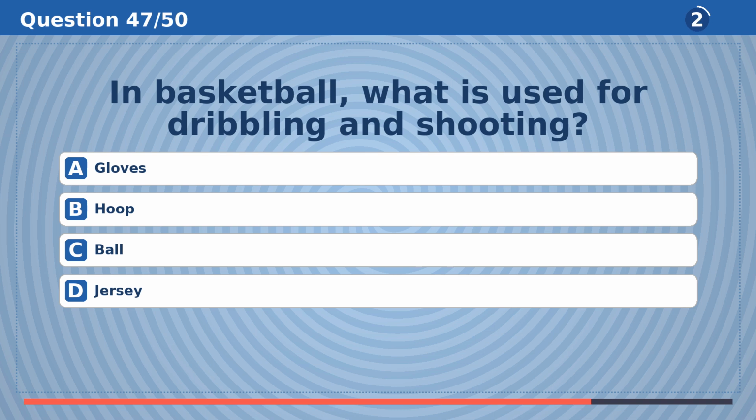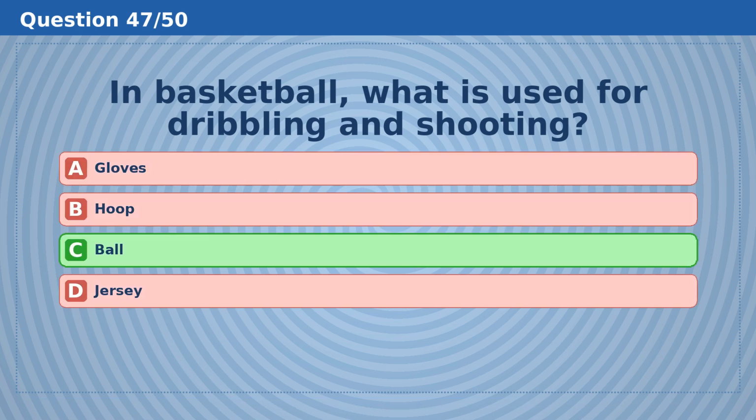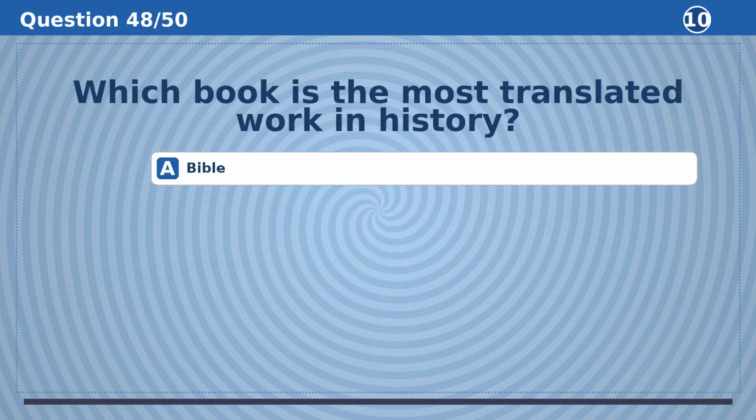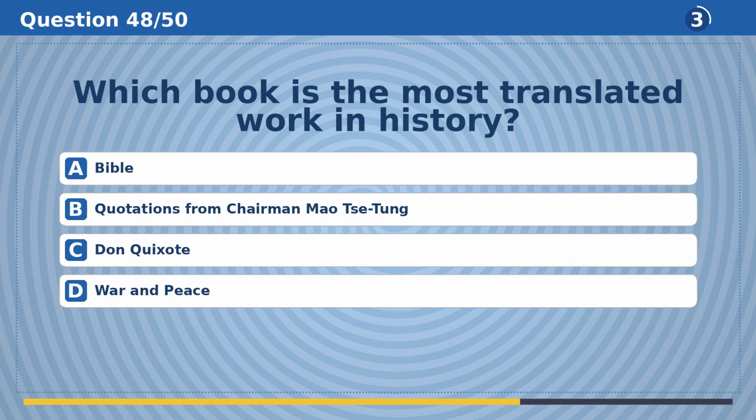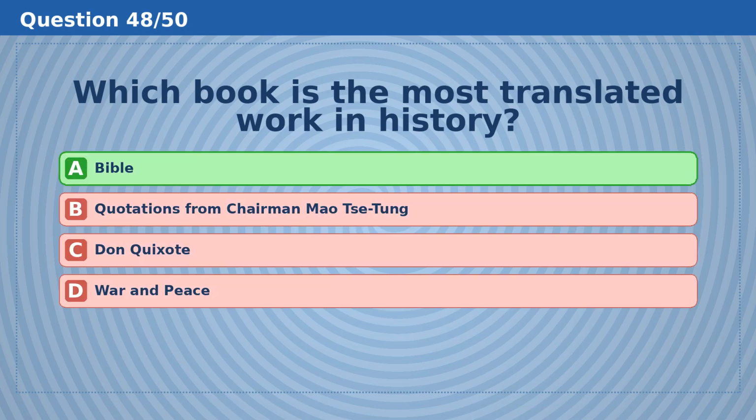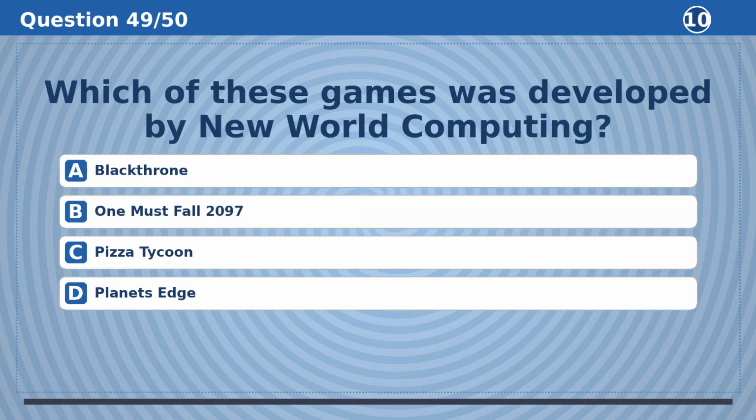In basketball, what is used for dribbling and shooting? The answer is C. Ball. Which book is the most translated work in history? The answer is A. Bible.